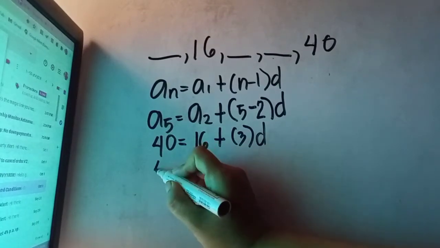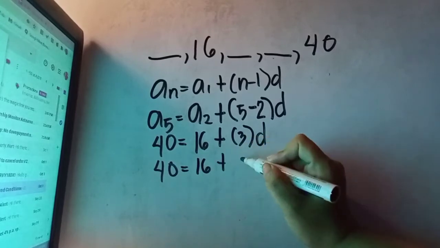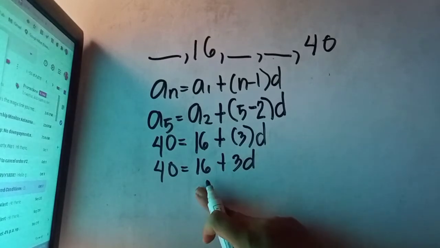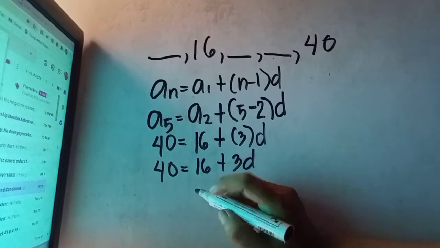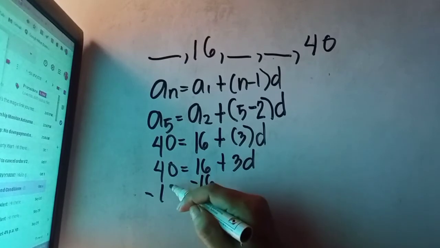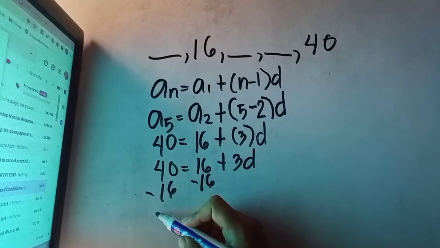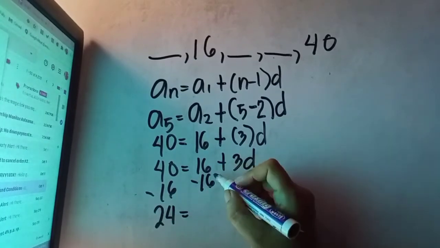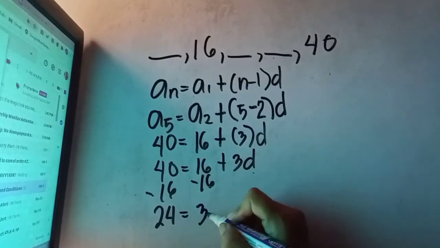Okay, so 40 is equal to 16 plus 3D. So, i-transpose natin yung 16 para ang materyal lang dito ay yung 3D. So, positive 16, so subtract natin ang 16. Dito din, subtract din tayo ng 16. So, 40 minus 16 is 24, is equal to, cancel na to, 16 minus 16 is 0. 3D na lang ang matitira.